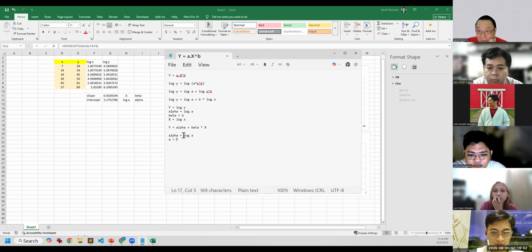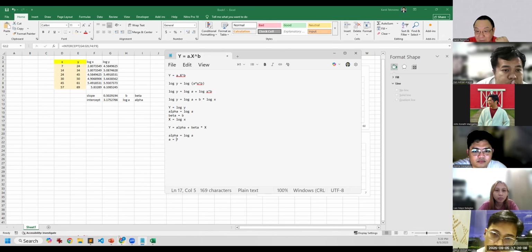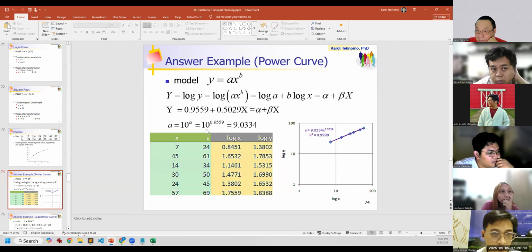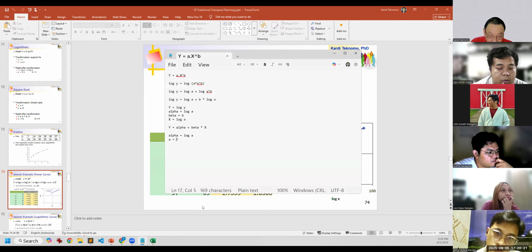If log A equals alpha, we already know log A is equal to the intercept, which is 3.1752, right? But I don't want alpha, I want A. So this is where the base matters. So A is equal to the base to the exponent alpha.